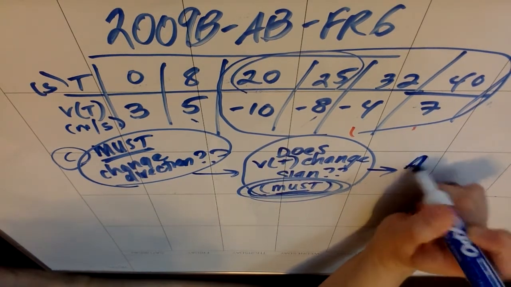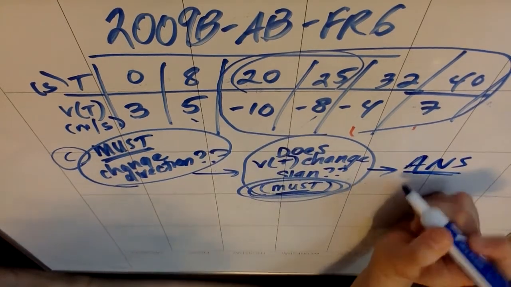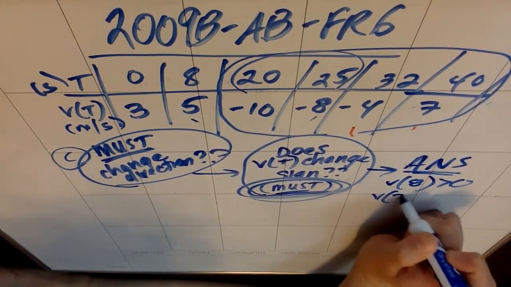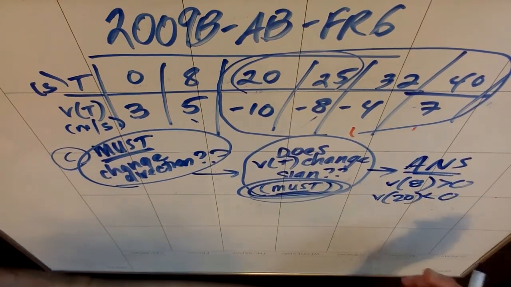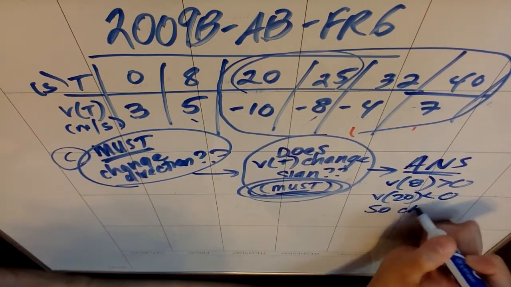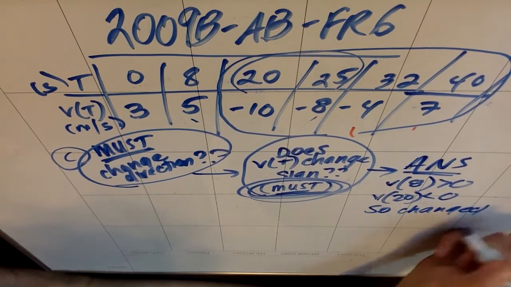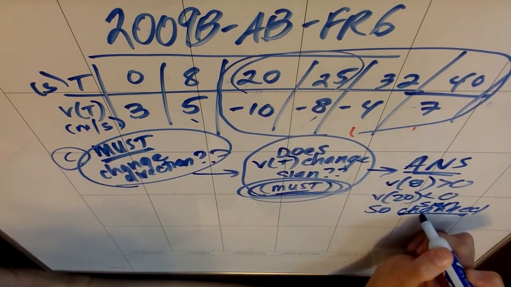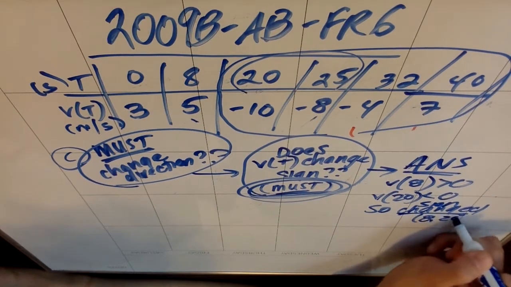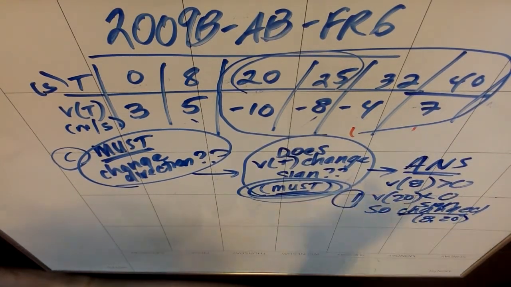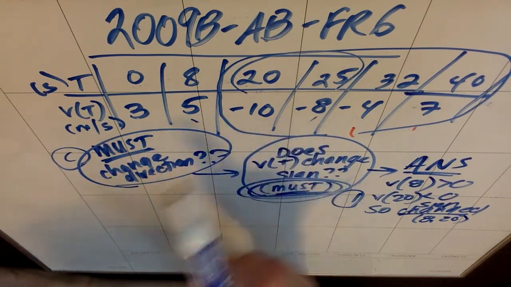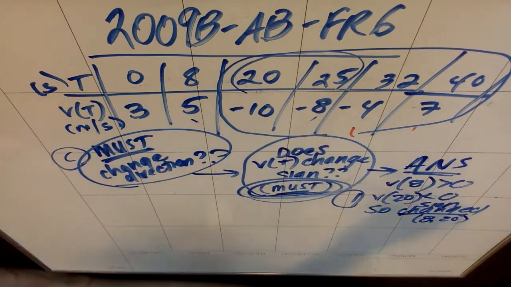And let's walk through our answer. So v of 8 is positive, and v of 20 is negative, so there had to be a sign change. So the sign changed on the window from 8 to 20. That's one window. From 20 to 25, the signs are both negative. They stay negative. They don't have to change sign. They could change sign, but they don't have to.